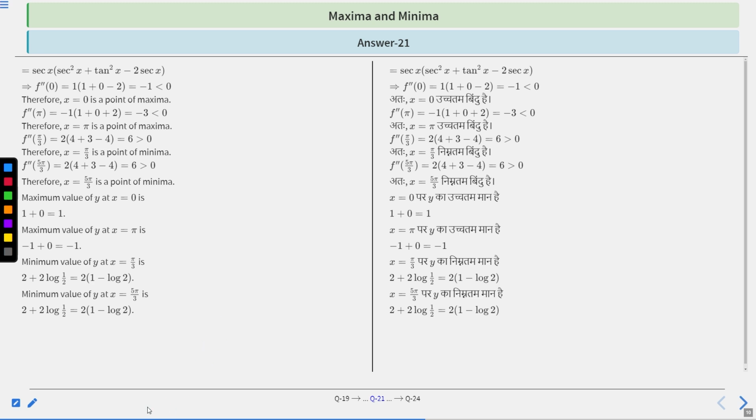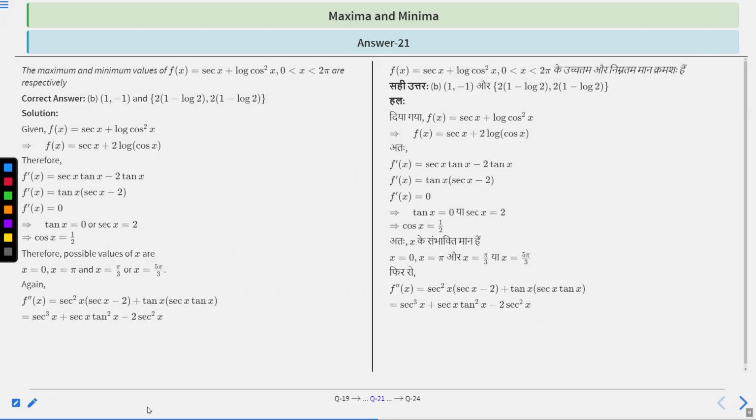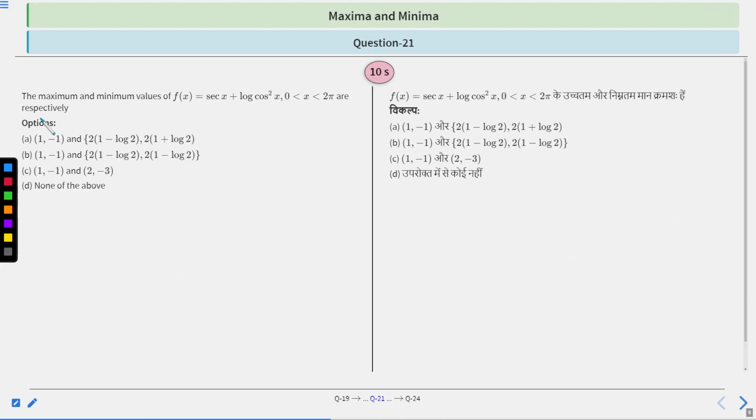Got it? Clear? So, I think option B is the right choice. Okay, option B is the right. Got it?